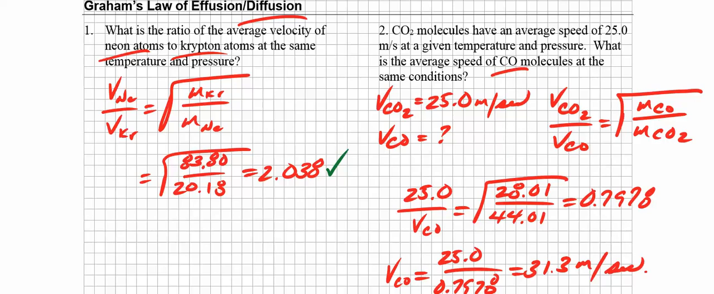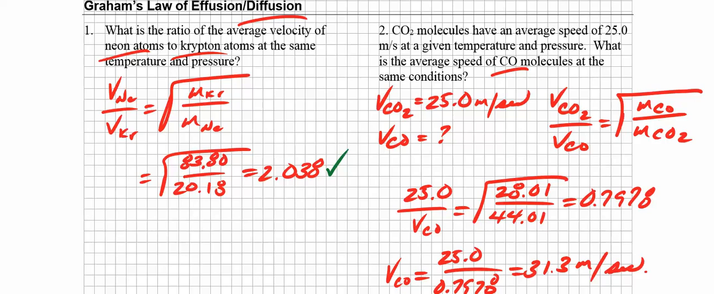So let's see what we know. VCO2, we've been told, is 25 meters per second. We're looking for the velocity of carbon monoxide, so we'll put a question mark right there. Let's set it up. Velocity of carbon dioxide divided by velocity of carbon monoxide is equal to the square root of the inverse of their molecular weights. So it's the molecular weight of carbon monoxide divided by the molecular weight of carbon dioxide. Notice they're inverses, right?